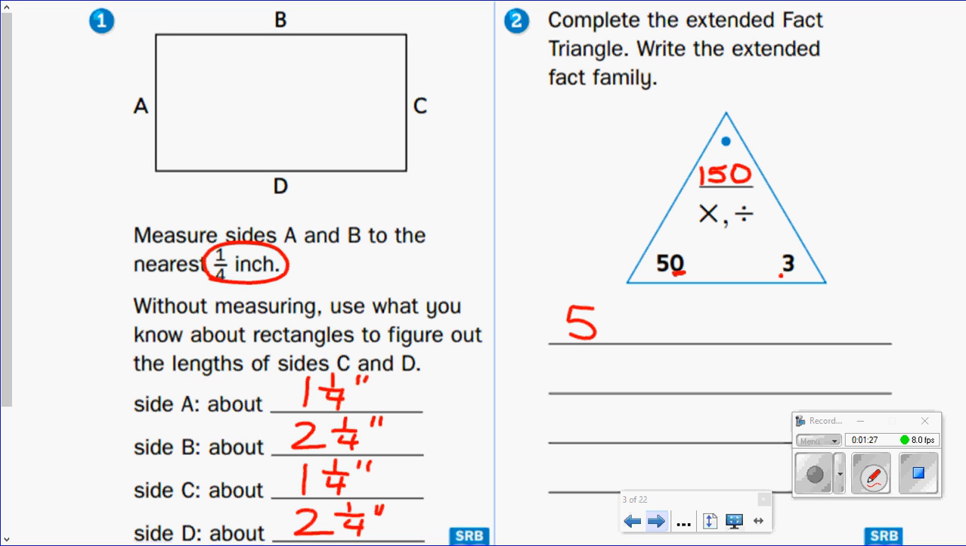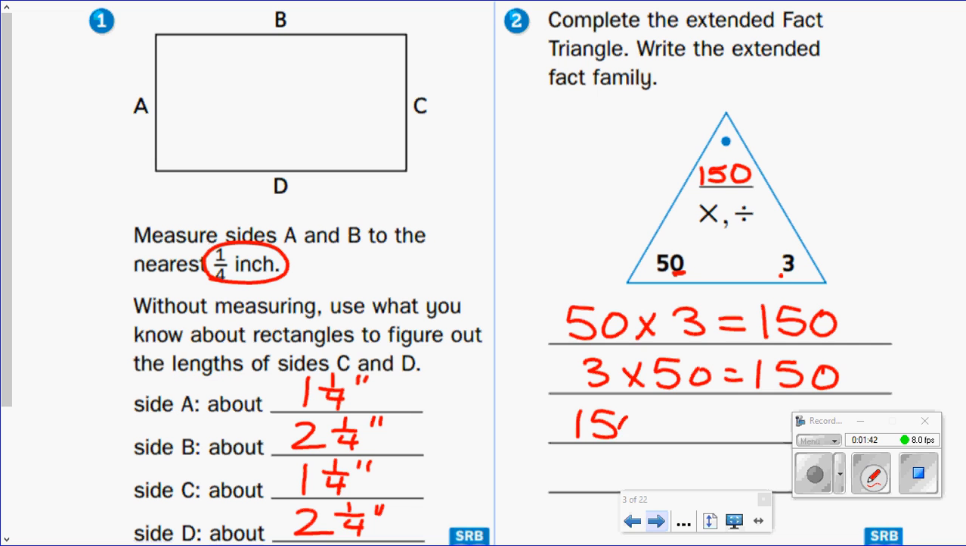So my fact families, I always begin with my multiplication. 50 times 3 equals 150. 3 times 50 equals 150. And now I'm going to do my division. 150 divided by 50 equals 3, and 150 divided by 3 equals 50. Don't let that 0 on there trick you. Okay.